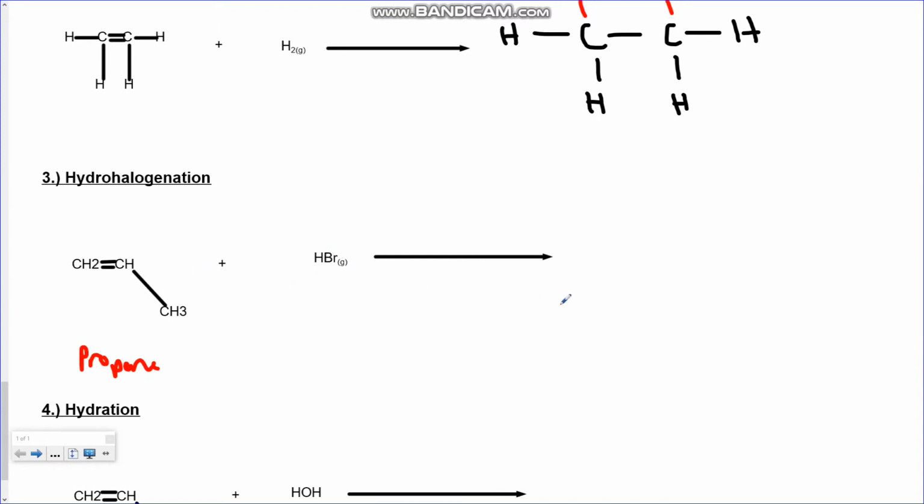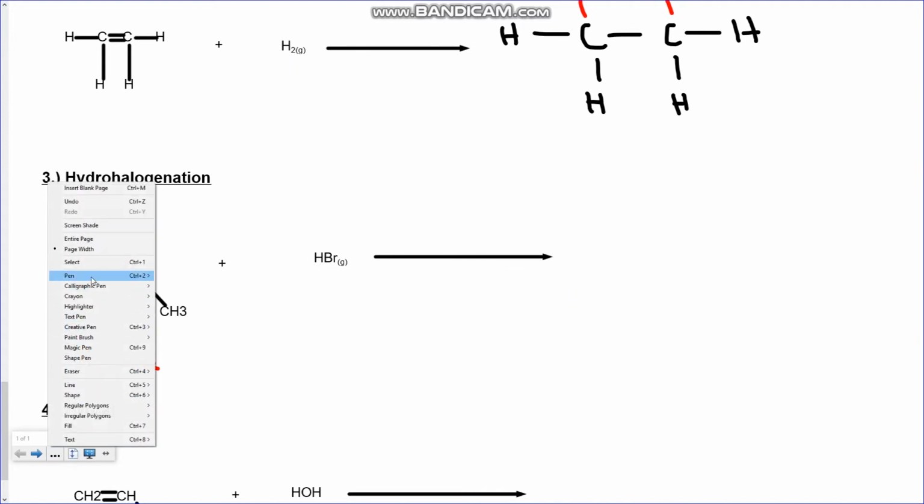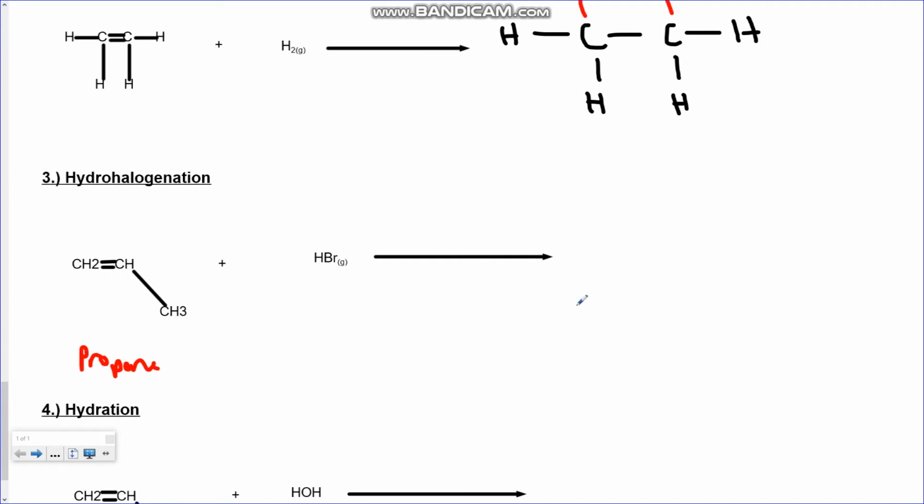And what this is going to produce is an alkyl halide. So this is what it's going to look like after the reaction. Alright, so it's going to be H, C. Then we have our second hydrogen. Then now, instead of the double bond, only a single bond. CH, right over here. Then what we have is a CH3.